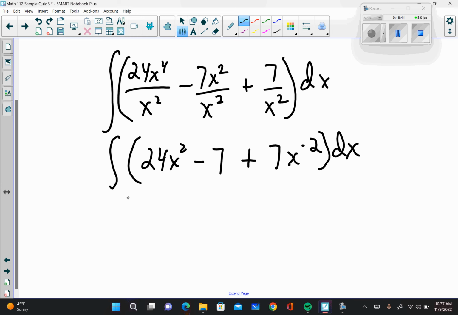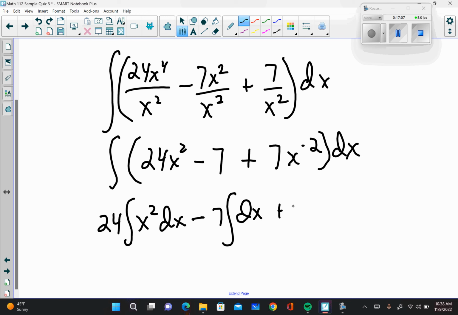There's 3 terms, so I'm going to write 3 integrals. The integral of the first term minus the integral of the second term. Oh, I have a mistake. Every integral has to have its own dx. What I mean is the dx has to also distribute. So the second term is minus the integral of 7 dx plus the third term. We have the integral of 7x to the -2 dx.